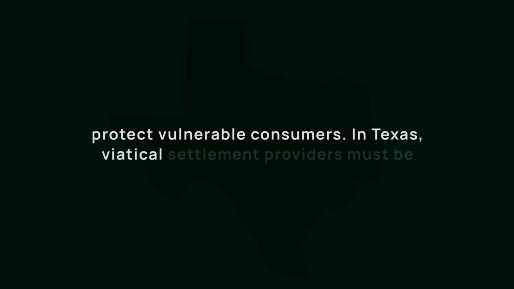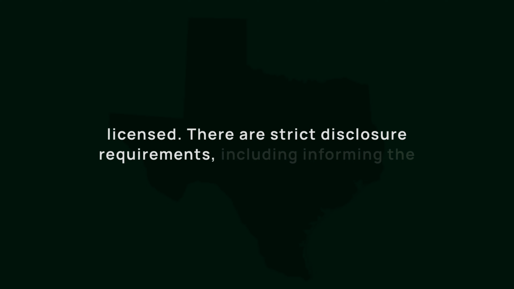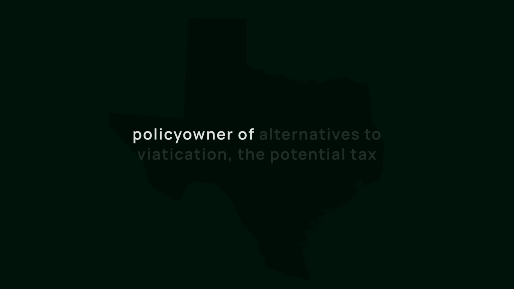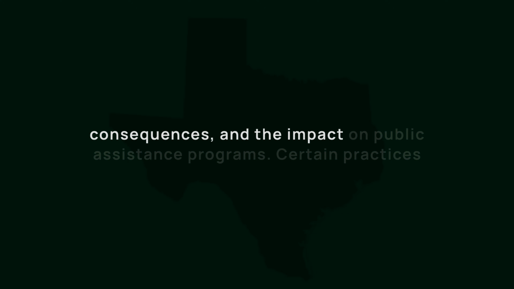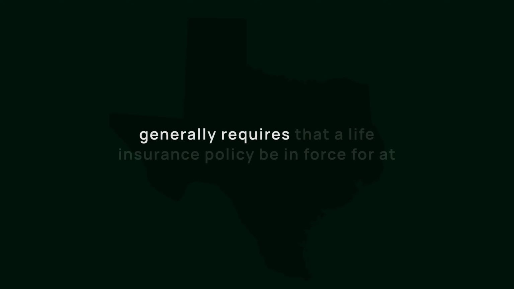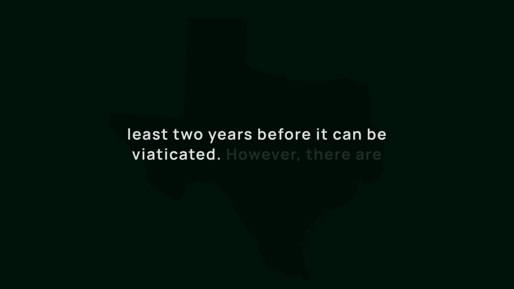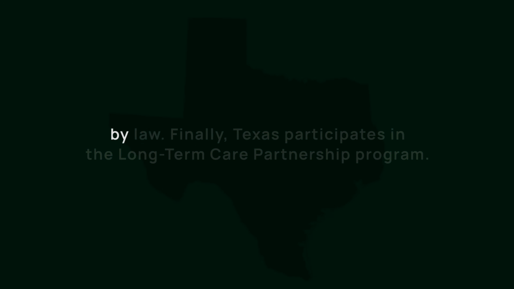In Texas, viatical settlement providers must be licensed. There are strict disclosure requirements, including informing the policy owner of alternatives to viatication, the potential tax consequences, and the impact on public assistance programs. Certain practices are prohibited, such as coercion, fraud, or misleading statements. Texas generally requires that a life insurance policy be in force for at least 2 years before it can be viaticated. However, there are exceptions, such as terminal illness or other qualifying circumstances defined by law.